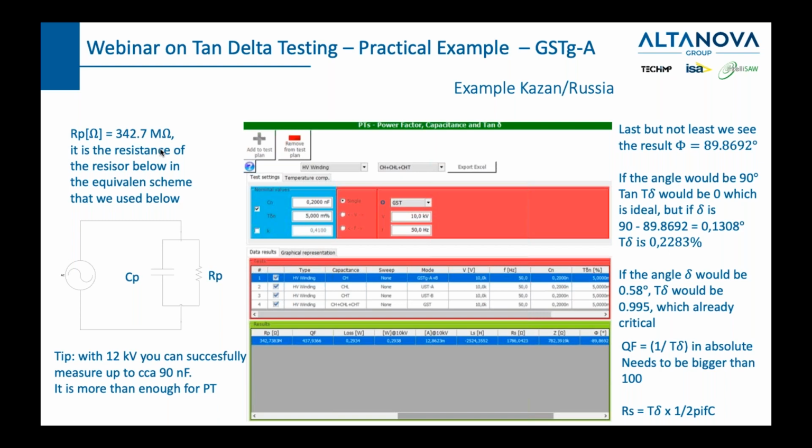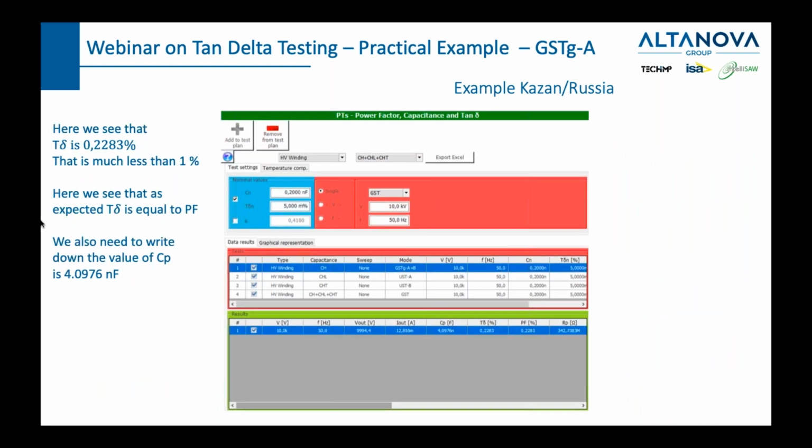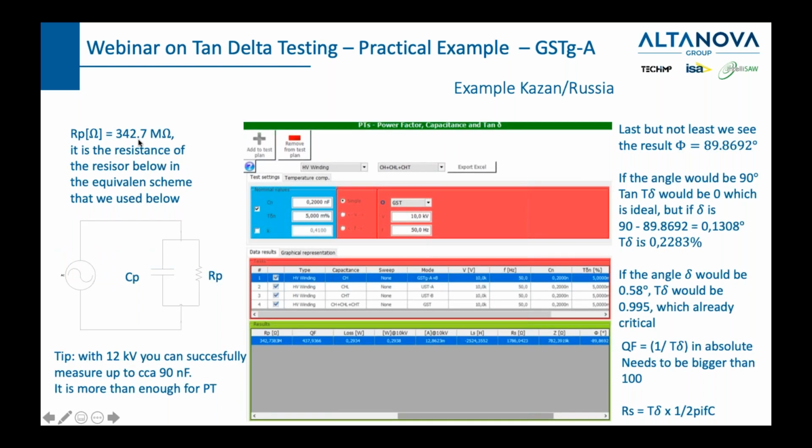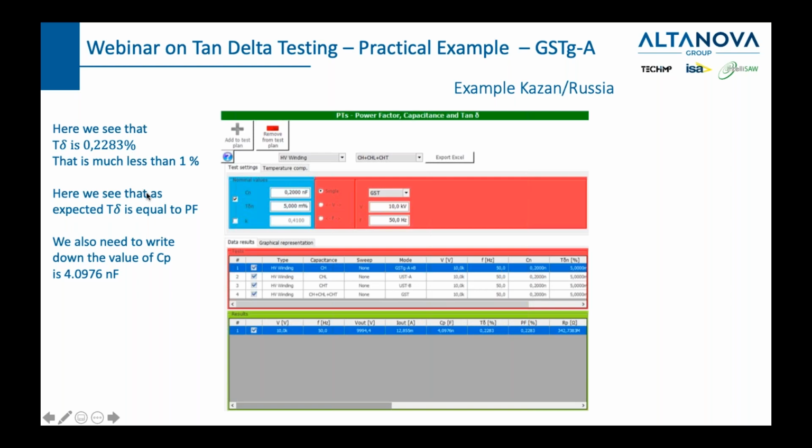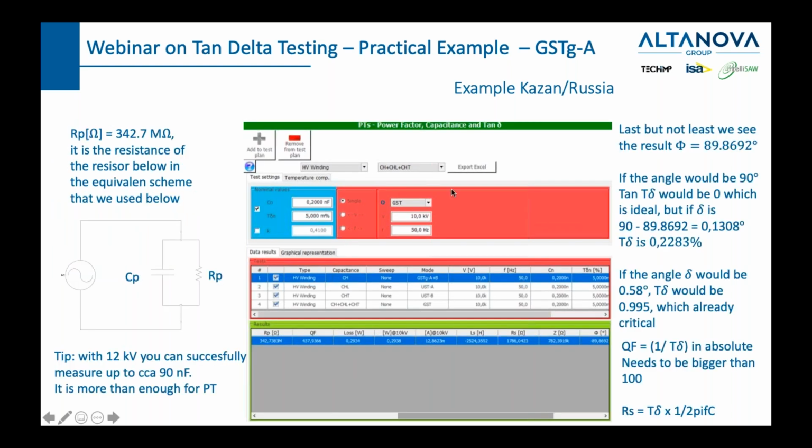I don't know if you remember, but there was an alternative formula to tan delta, which is 1 divided by omega RC. If you were to take these numbers, 4.0976 nano and 342.7 mega, you would get 0.2283% for tan delta. Of course, there are some other parameters here to look at.